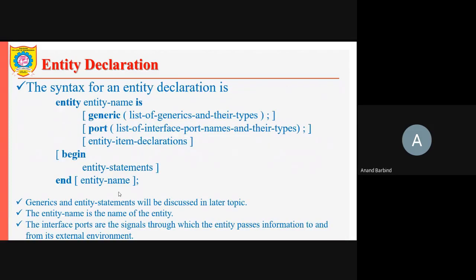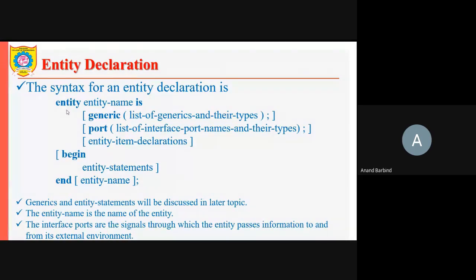The general syntax of the entity declaration is like this. The highlighted words are the keywords. That means they need to be used as they are. So entity is a keyword, is is a keyword, generic is a keyword, port is a keyword, begin and end are the keywords of VHDL. So you need to use these keywords as they are.